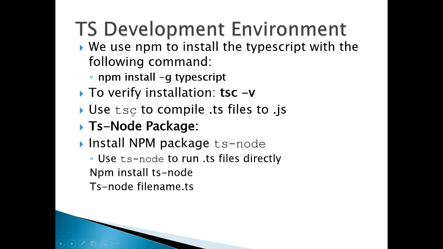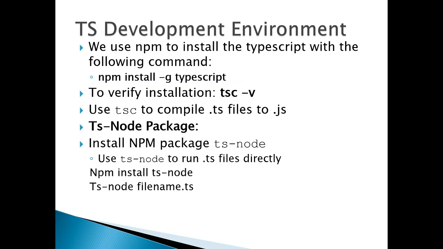Then we can use the command tsc to compile our TS file into a JS file. We will use tsc space the name of the TS file. It will run and create the JS file in the same directory where the TS file was placed. So it actually transpiles only. It will not run the file in your console window, but it will transpile it only.